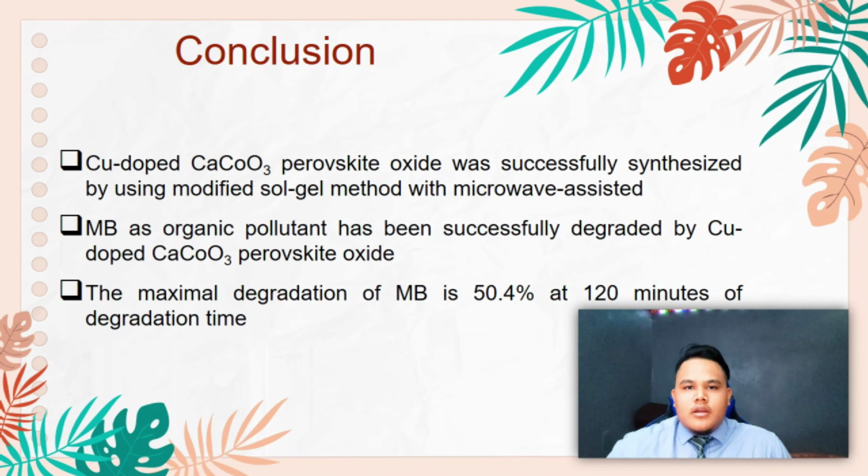As a conclusion, copper-doped CaCoO3 perovskite oxide was successfully prepared using the modified sol-gel method with microwave assistance. The metal nitrates have been used in this study as precursor materials, and the perovskite oxide is formed after exposure to microwave irradiation for 5 minutes, followed by calcination at 1100 degrees Celsius for 8 hours. Then, methylene blue as an organic pollutant has been successfully degraded by copper-doped CaCoO3 perovskite oxide.